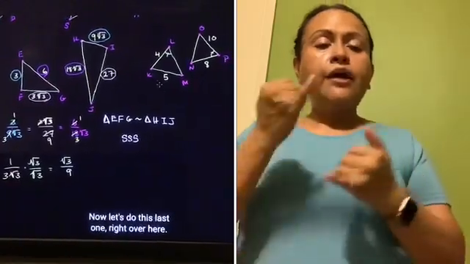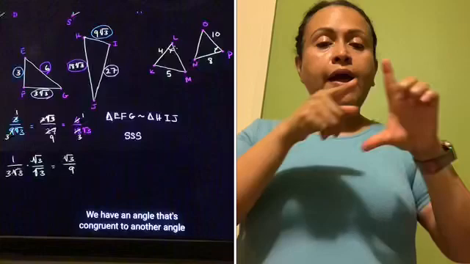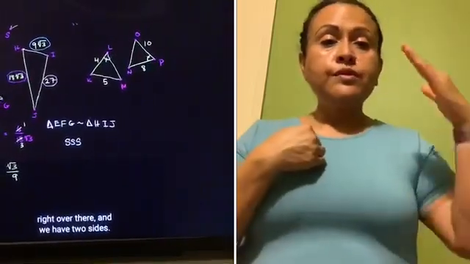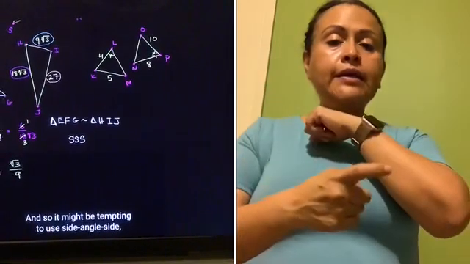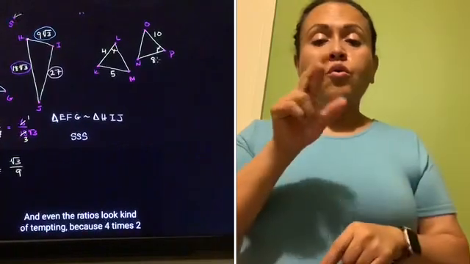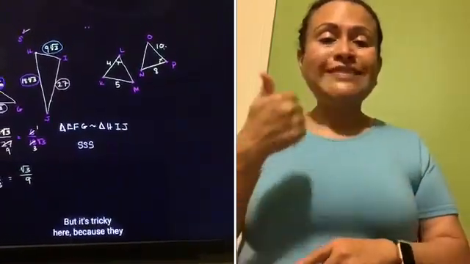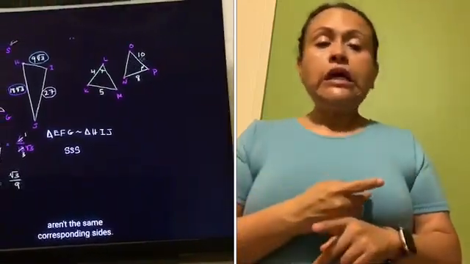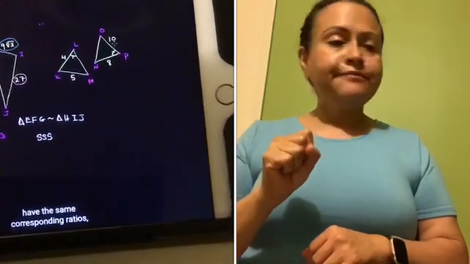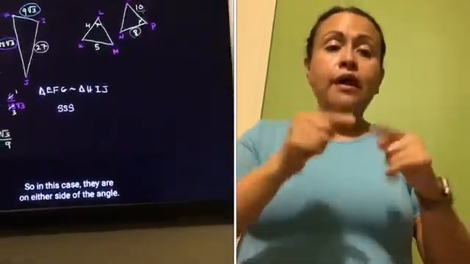Now let's do this last one right over here. We have an angle that's congruent to another angle right over there, and we have two sides. And so it might be tempting to use side angle side because we have side angle side here. And even the ratios look kind of tempting because 4 times 2 is 8, 5 times 2 is 10. But it's tricky here because they aren't the same corresponding sides. In order to use side angle side, the two sides that have the same corresponding ratios have to be on either side of the angle.